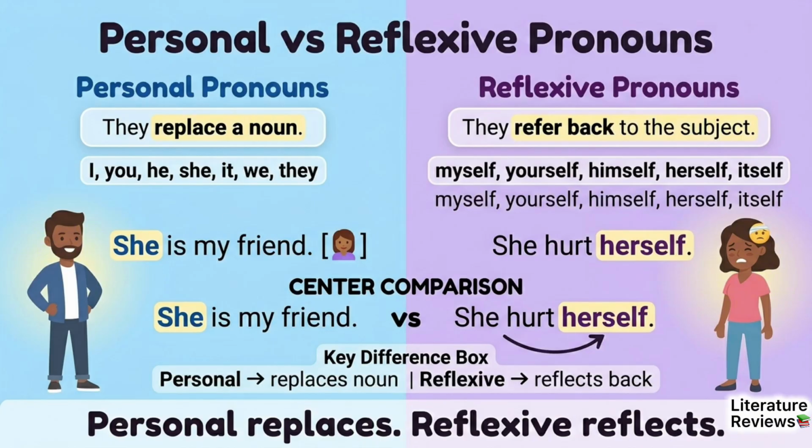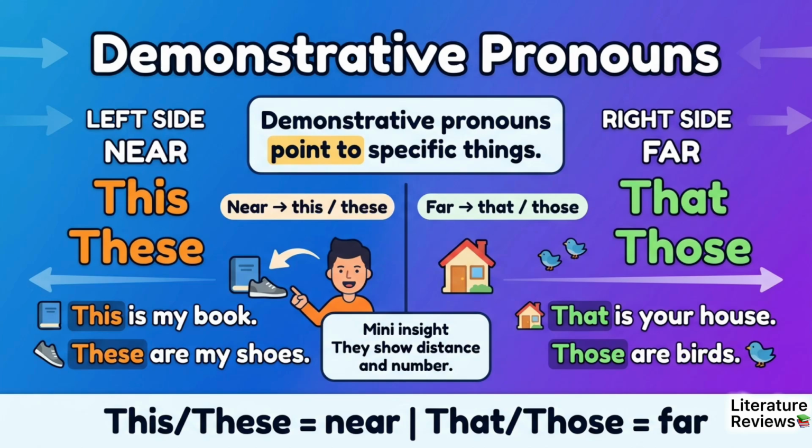Personal pronouns replace a noun, like she or they. Reflexive pronouns refer back to the subject, like herself. So personal replaces, and reflexive reflects. Demonstrative pronouns point to specific things. We use this and these for things near us, and that and those for things far away.